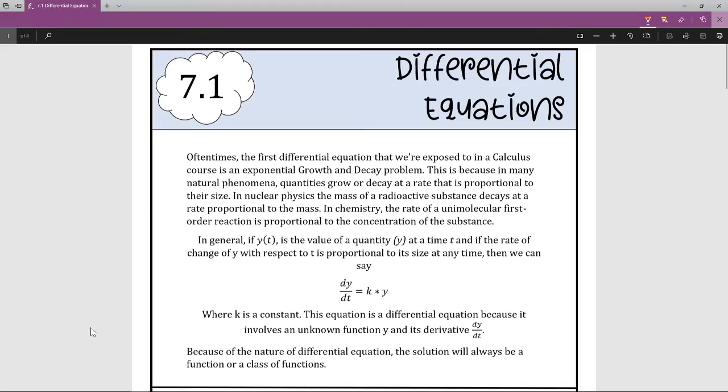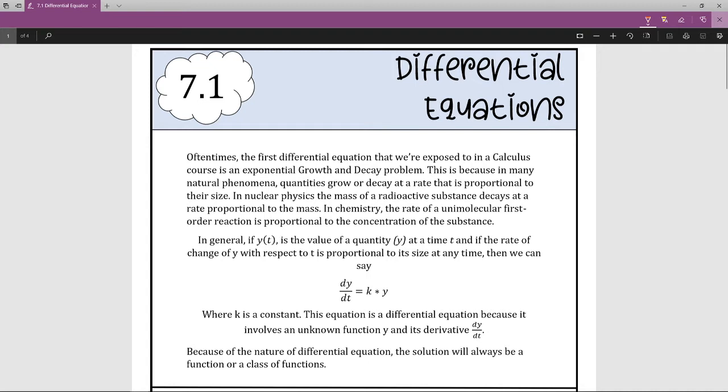Hi guys, in this video we're going to go ahead and start with new content. We only have chapter 7 and chapter 8 left, and we're going to be doing 7.1 differential equations. So you can read the vocabulary words for the section online. We're just going to go ahead and go kind of into the notes as if we were in a real classroom together.